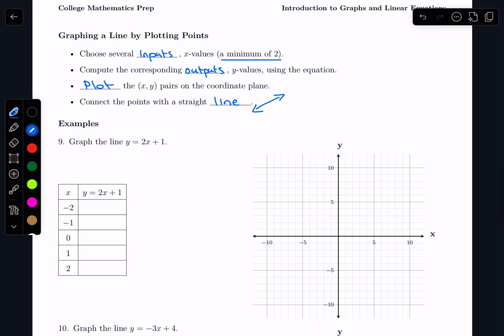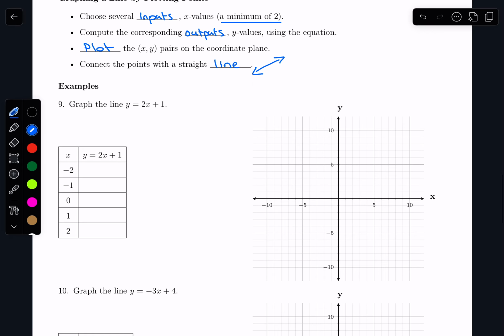So number 9, we will graph the line y equals 2x plus 1. What I have in the table here is the x values that I want us to input, which are -2, -1, 0, 1, and 2. We don't have to use those x values, but for this lesson, I'm predetermining which ones we're plugging in. So now what we're going to do is just substitute in each x value for x in the formula on the right side. So if you recall, we've been doing this all semester, plugging in these x values.